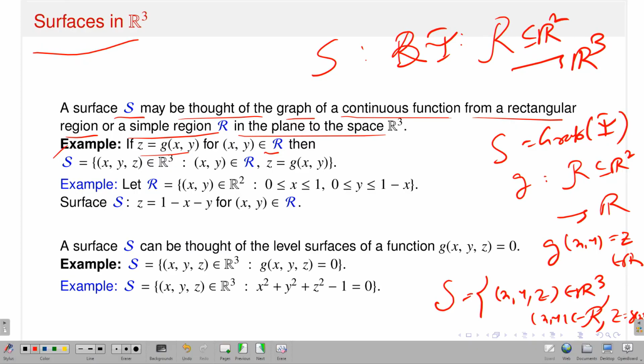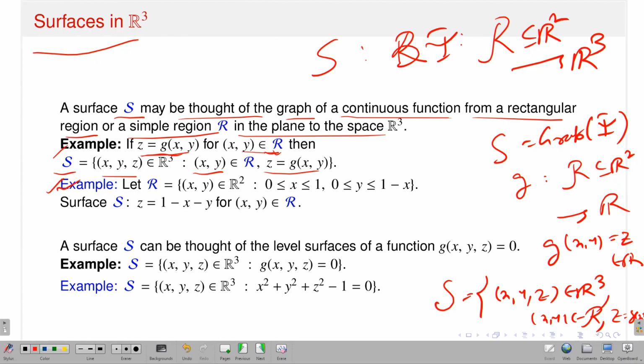So if z is equal to g of xy, where xy is running over your region R in R2, then consider this collection S, which is all those points x, y, z in R3, where x comma y come from the region R in R2, and z is g of xy, where g is a map from your region R subset of R2 to R. That means it's a scalar field, right? So xy belongs to R and z is equal to g of xy, so you can think about it as a surface. Okay, so now another example.